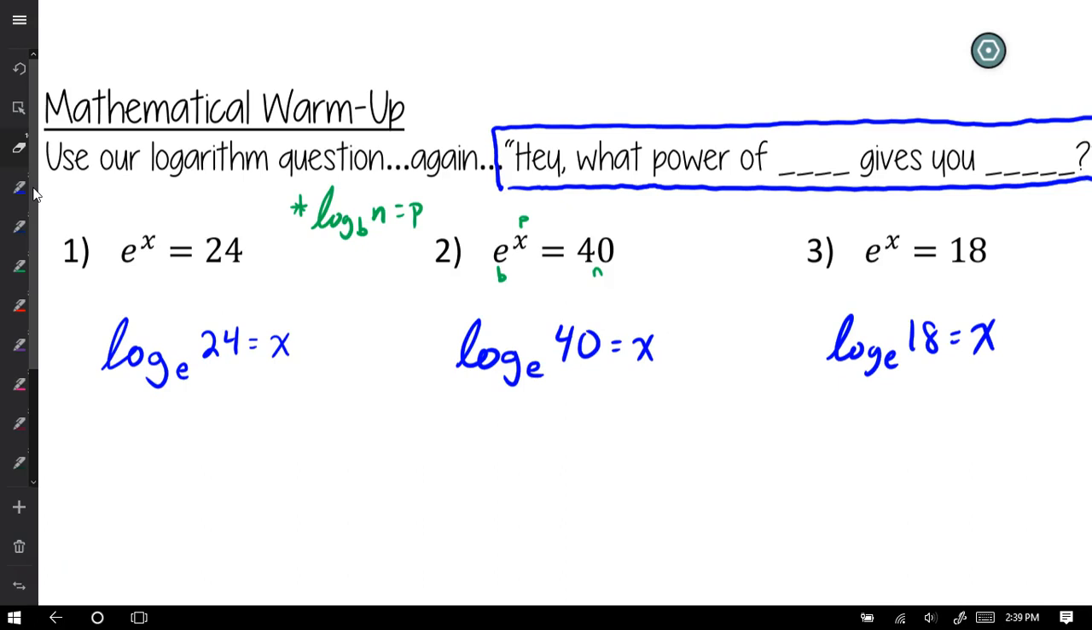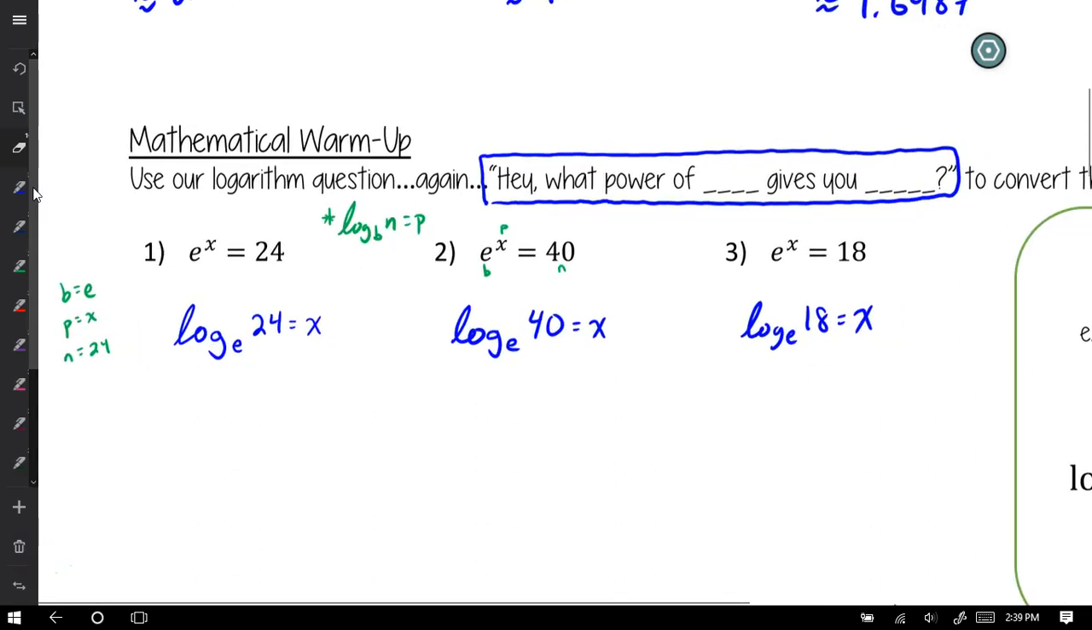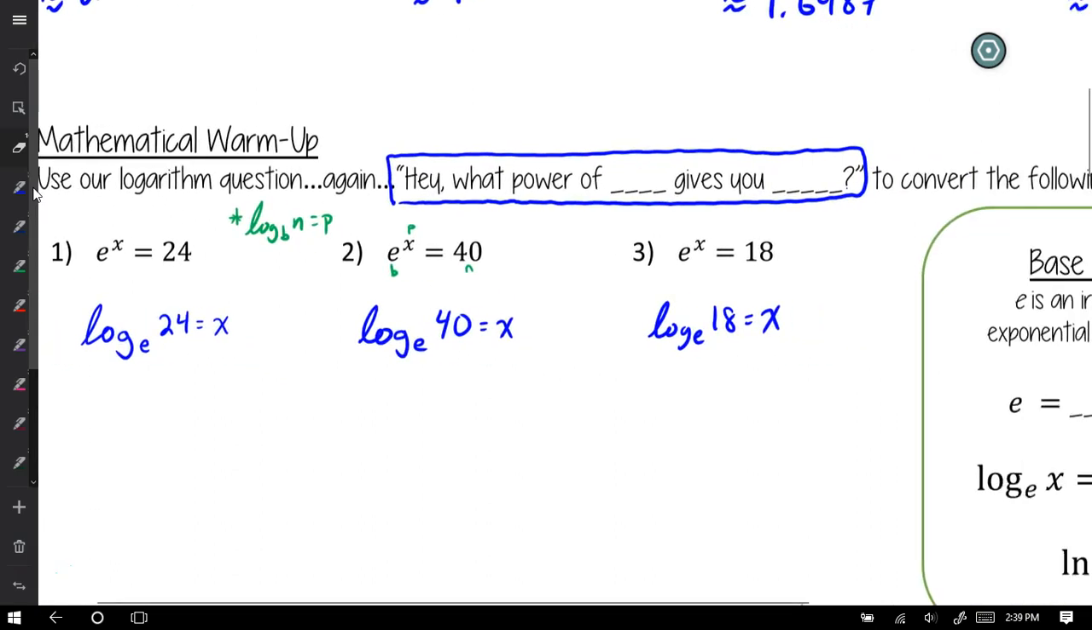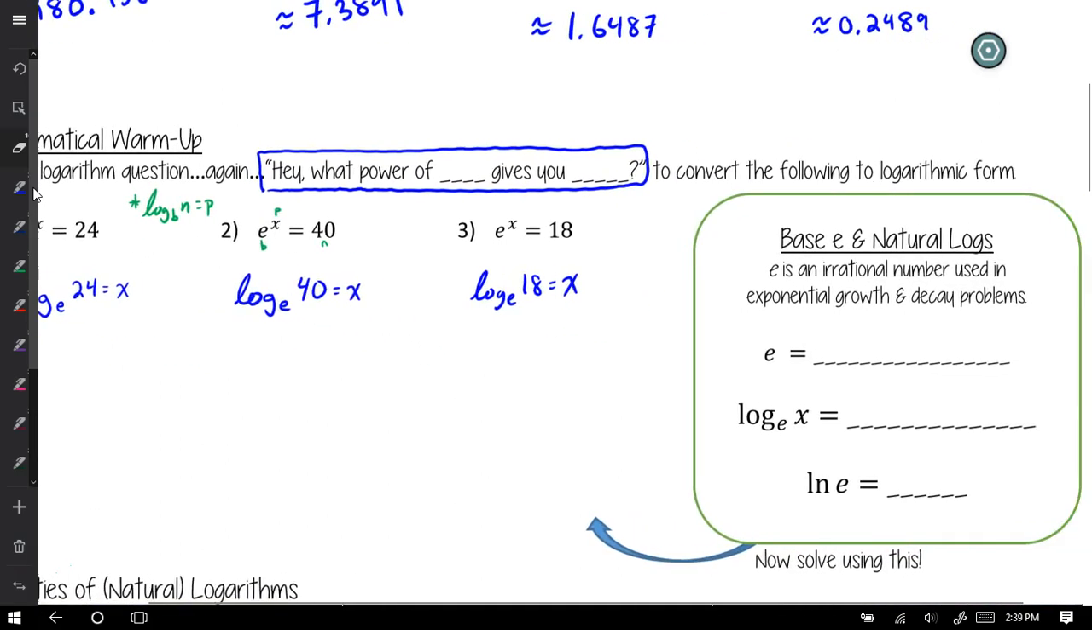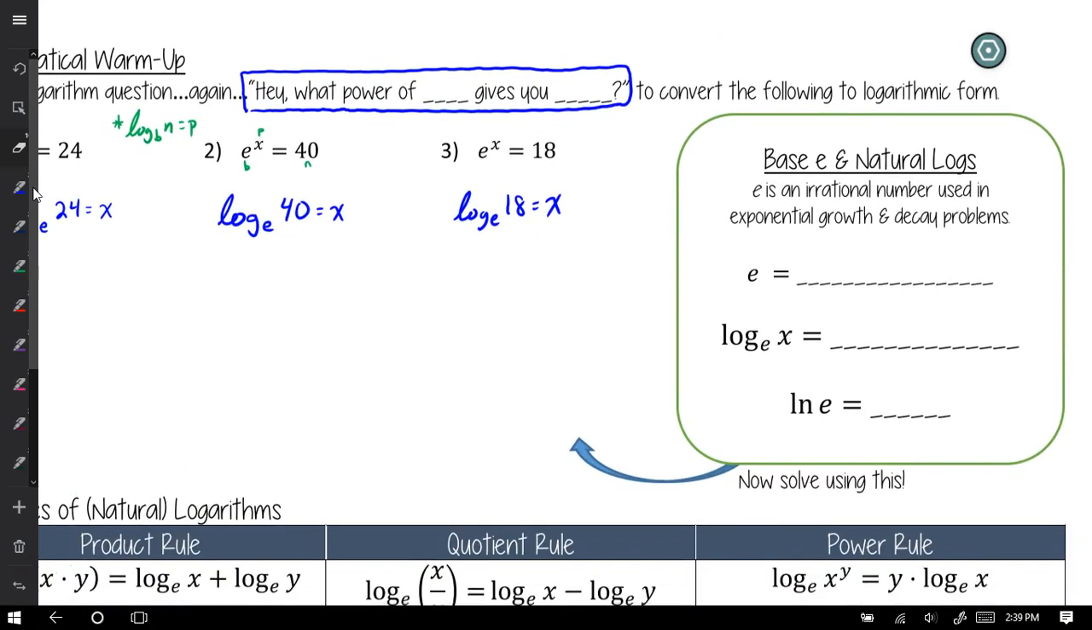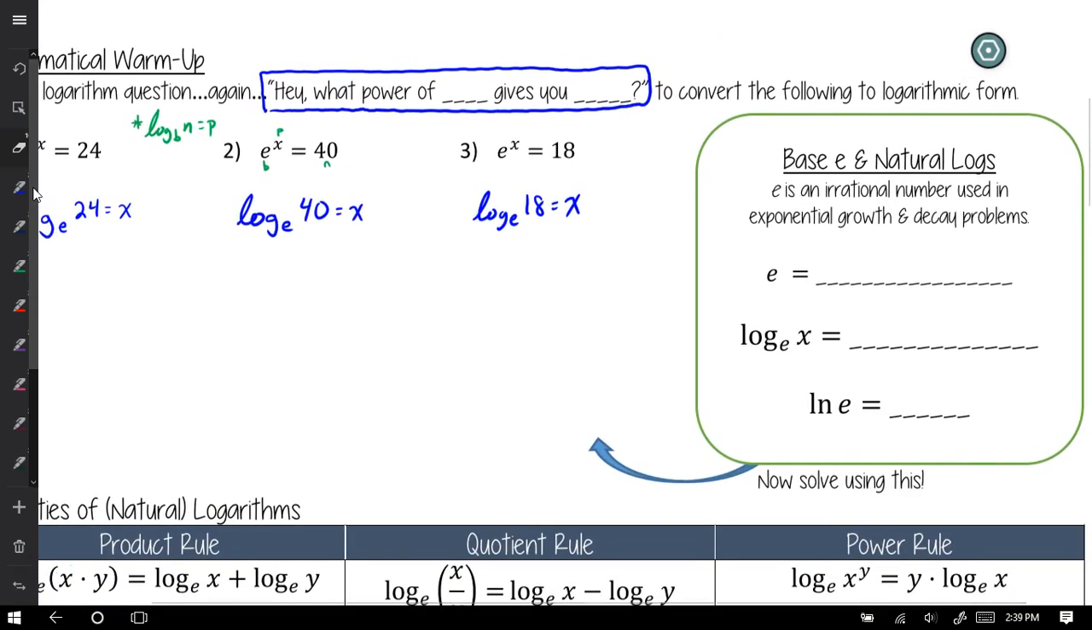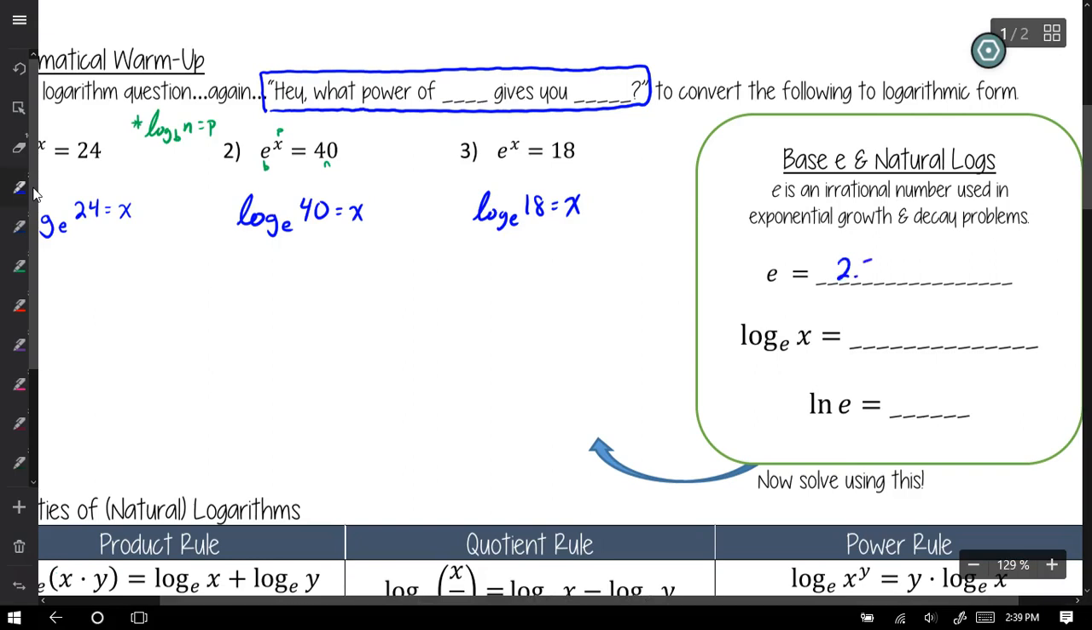So what is so special about it? Why do we use E, or why do people get confused with E? E is irrational, we said. It's used in continuous growth and continuous decay problems. We said it's approximately 2.71828 dot, dot, dot. Here's what you have to realize.